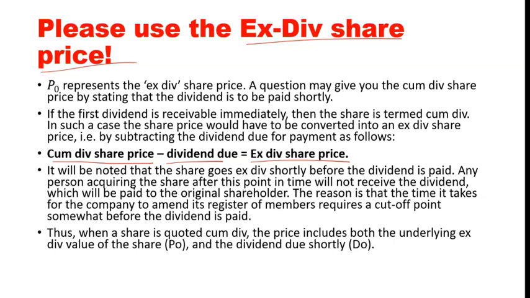Now, it will be noted that the share goes ex-div shortly before the dividend is paid. Any person acquiring the share after this point in time will not receive the dividend, which will be paid to the original shareholder. The reason is that the time it takes for the company to amend its register of members requires a cutoff point somewhat before the dividend is paid. Thus, when a share is quoted cum-div, the price includes both the underlying ex-div value of the share, that is P0, and the dividend due shortly. So what we need to use is actually the ex-div share price.